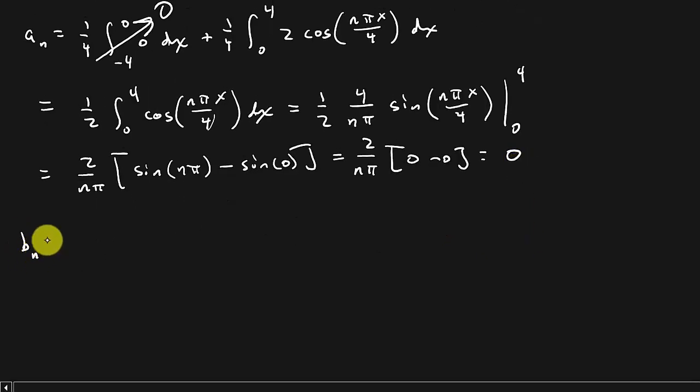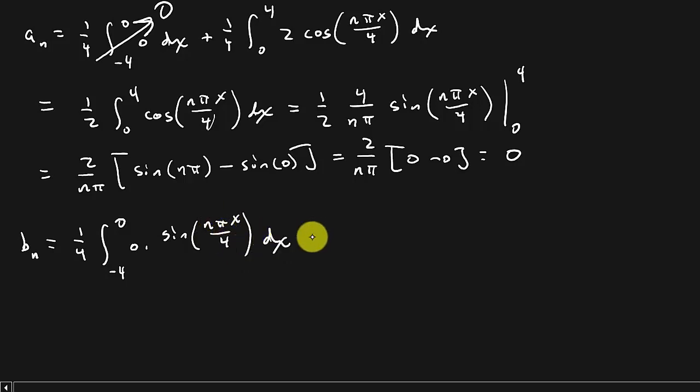Now let's find b sub n. So b sub n is 1 over 4 times the integral from negative 4 to 0 of 0 times the sine of n pi x over 4 dx, plus 1/4 times the integral from 0 to 4 of 2 sine of n pi x over 4 dx.